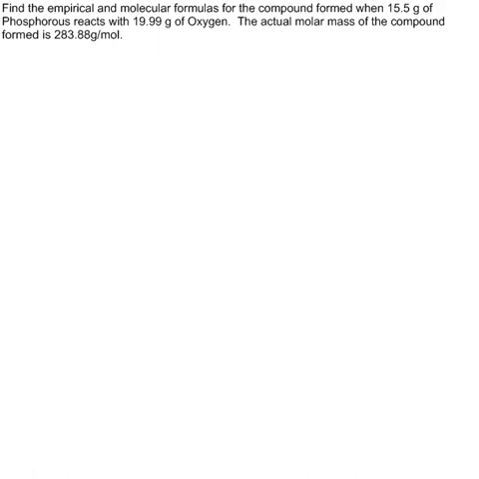Find the empirical and molecular formulas for the compound formed when 15.5 grams of phosphorus reacts with 19.99 grams of oxygen. The actual molar mass of the compound formed is 283.88 grams per mole. So this is really two questions here. Find the empirical formula first, and then using the empirical formula and the actual molar mass of the compound, you can find the molecular formula.